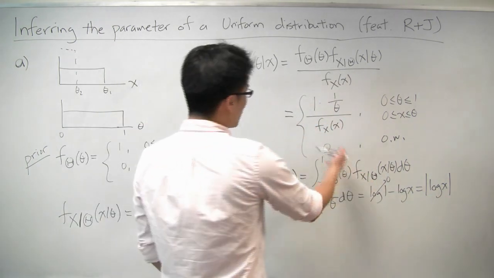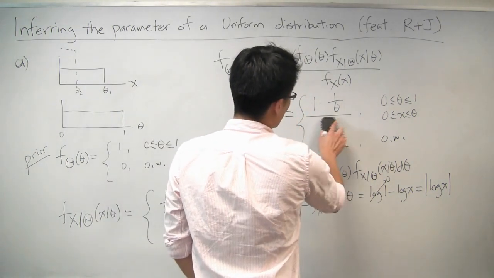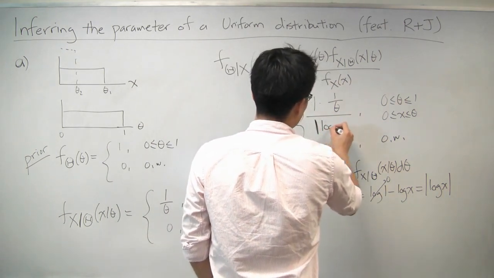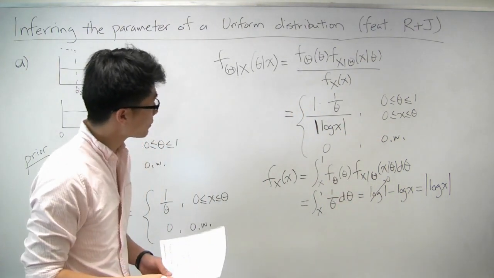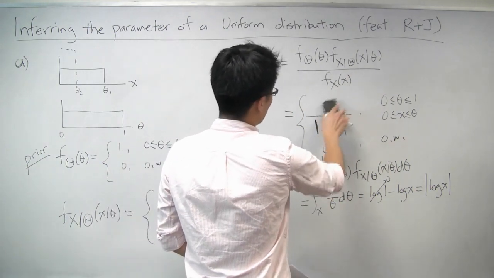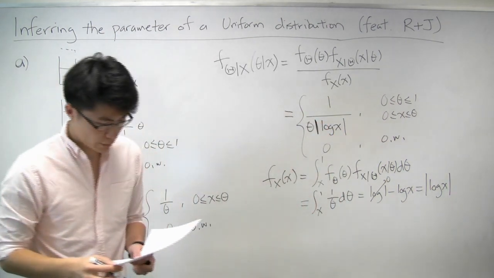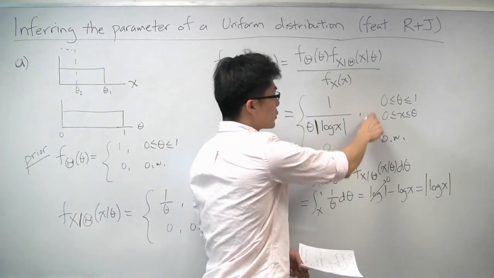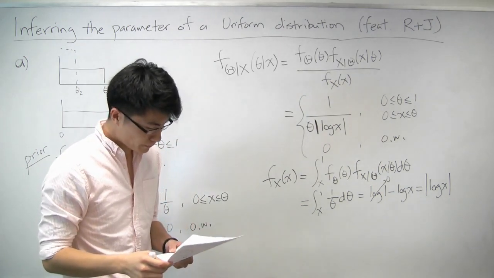Okay, so now to complete this, we can just plug that back in, and the final answer is going to be the absolute value of log of x. Or you can also just rewrite this as 1 over theta times absolute value log of x. And of course, remember that the actual limits for where this is valid are very important.